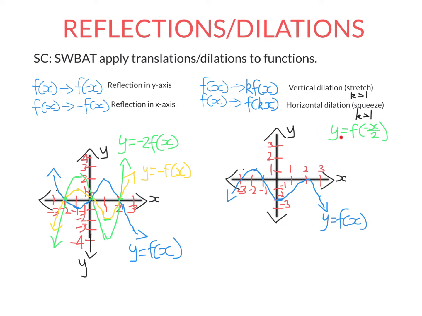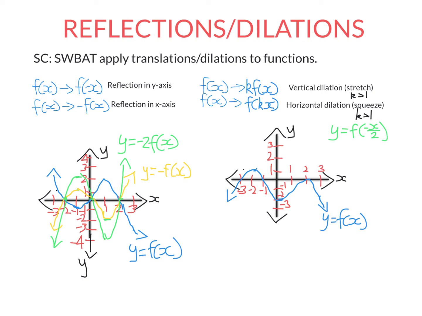All right, let's look at this equation here. Now we want to graph f of -x on 2. So in this case, we have reflected about the y-axis because of this negative. Note x on 2 is the same as a half times x. So we have a horizontal dilation where k is a half. Now, this rule here that it's a squeeze for horizontal dilations is true when k is greater than 1. But because here k is a half, this is actually going to be a horizontal stretch.